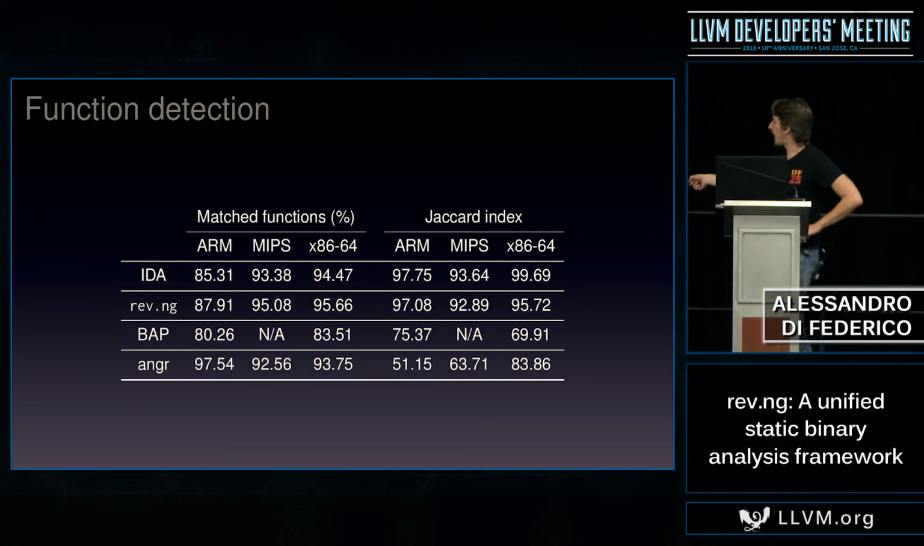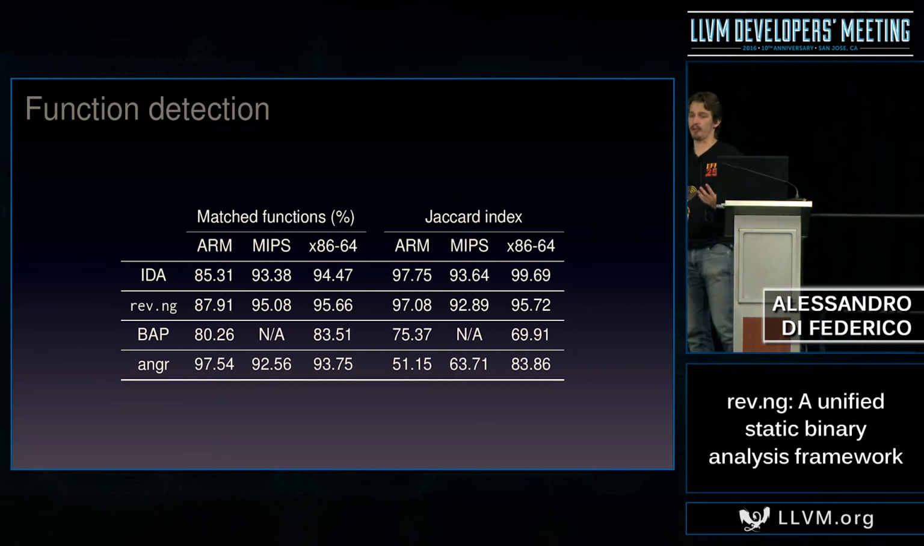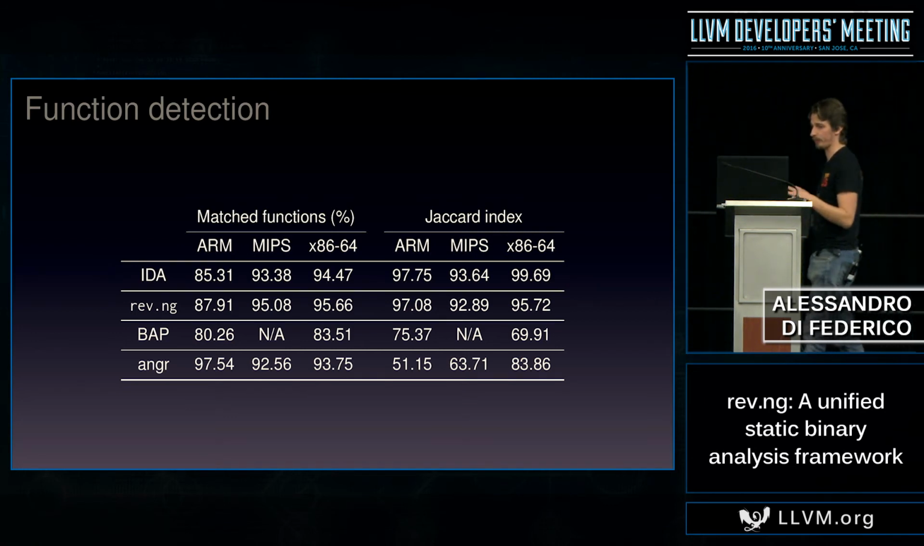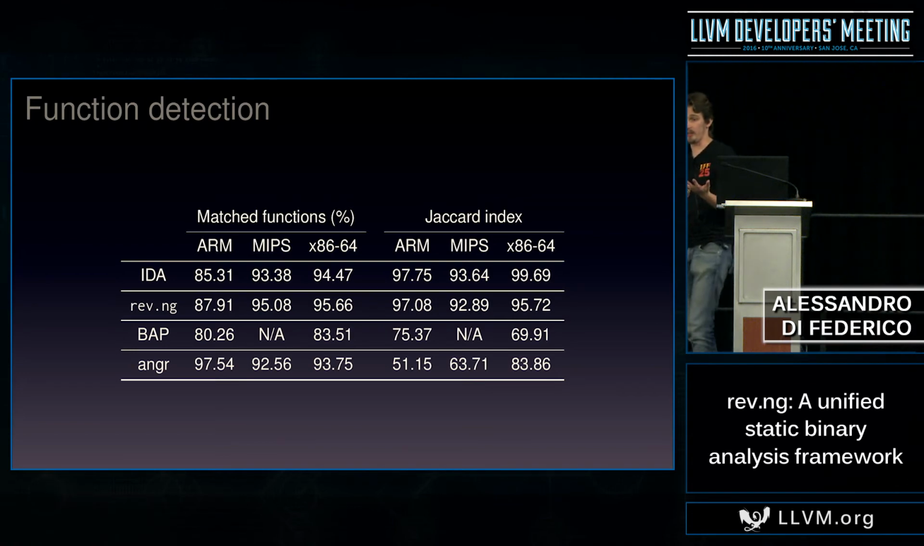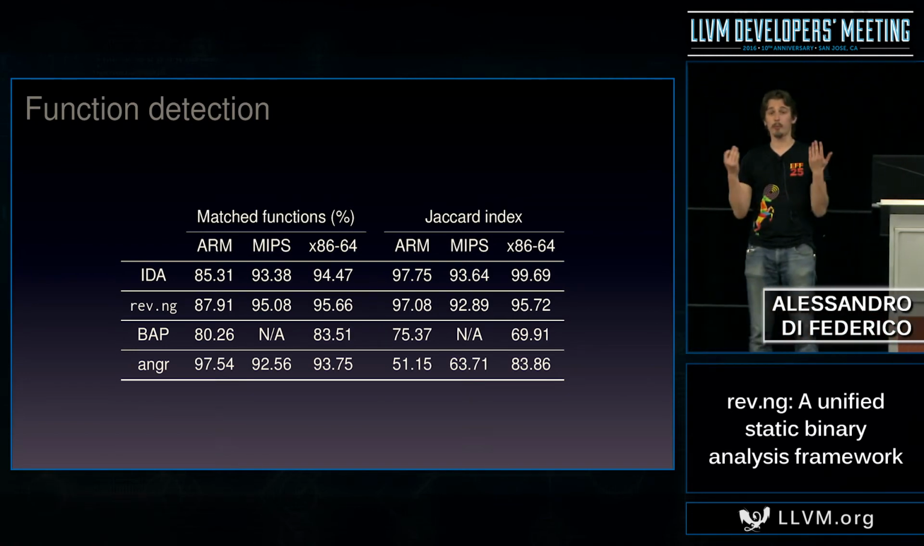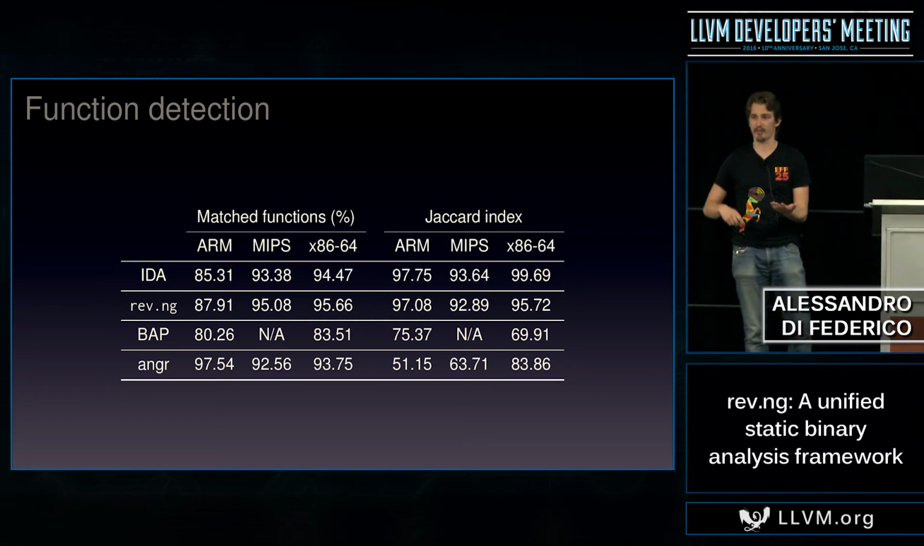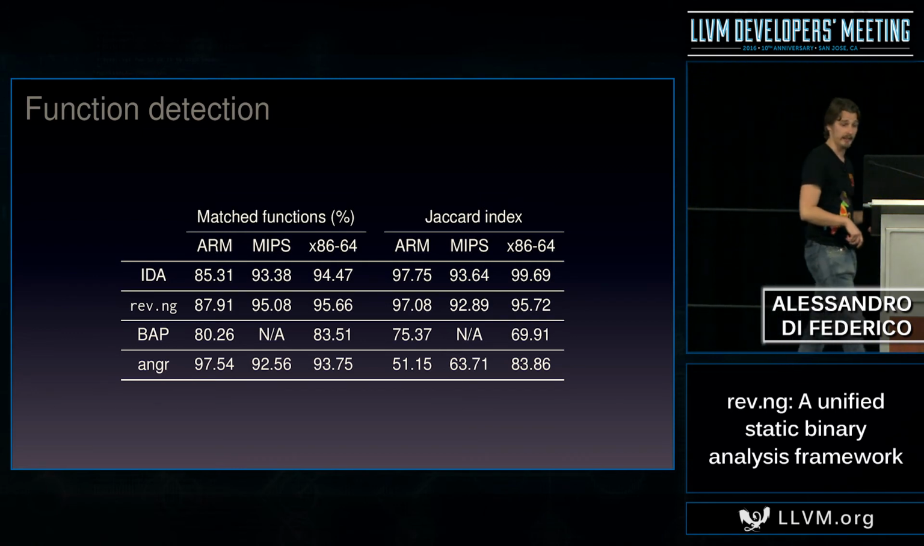And for what concerns instead the quality of the functions that we recover, we took our ground truth by using the symbols present in the binary, so debugging information, and we compared them with the boundaries that we detected. And then we computed the Jaccard index. So if we have extra basic blocks, the Jaccard index will go down. If we have missing basic blocks, the Jaccard index will go down again.